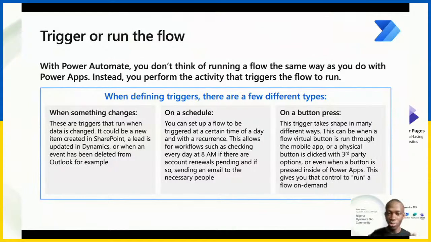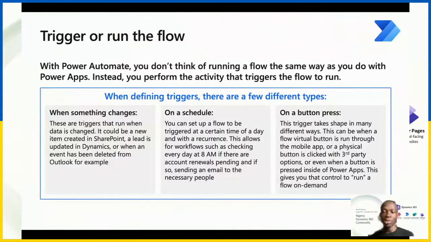The first type is when something changes, like when an item is modified in a SharePoint list and you want to trigger something. These triggers run when data is changed. It could be a new item created in SharePoint. That is a change, something changed on the list, so that is a trigger.